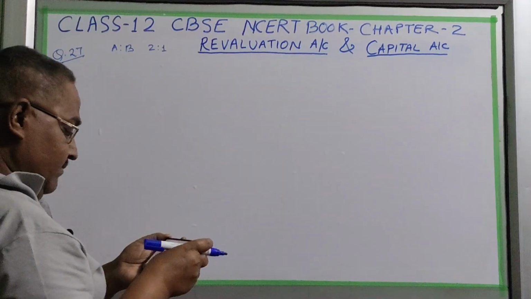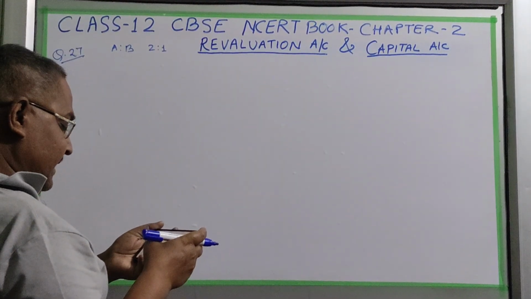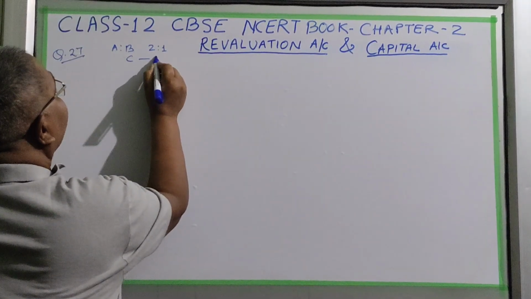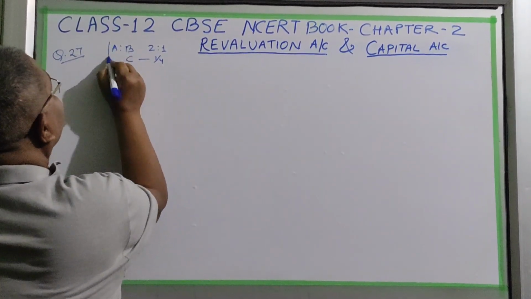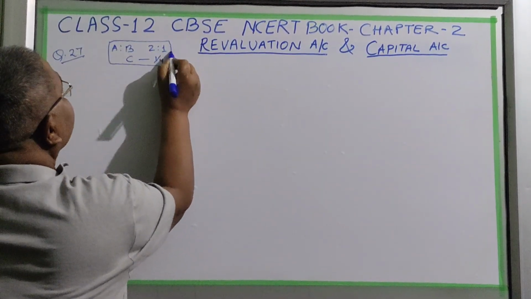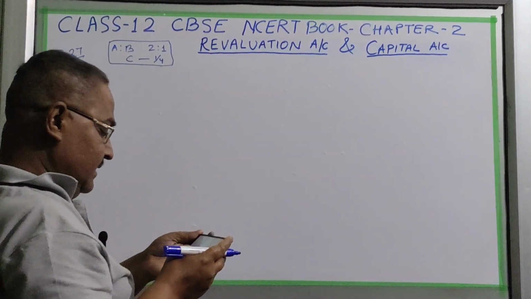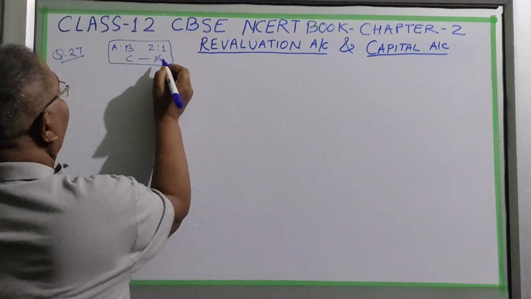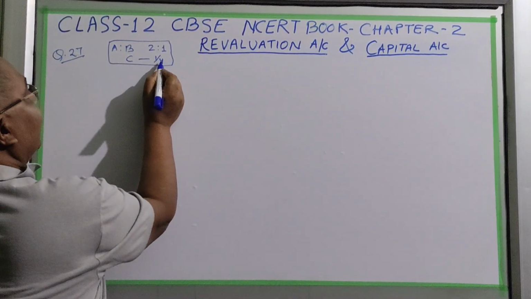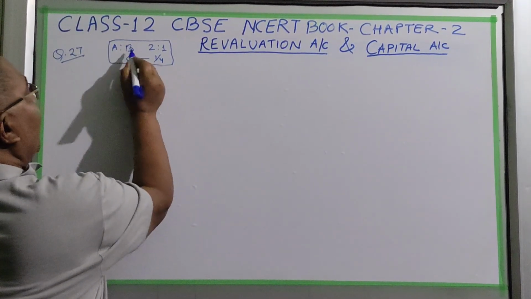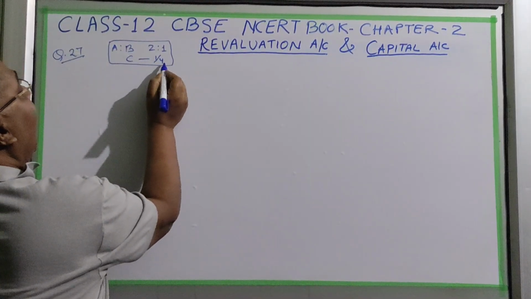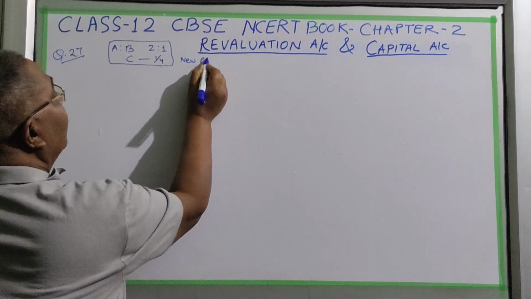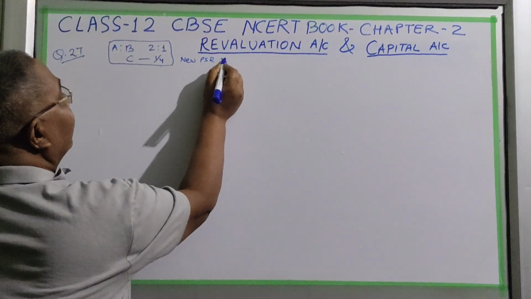They admitted C for 1/4 share. But it is not mentioned from whom C is getting his share, from A or B, and their new PSR is also not given.